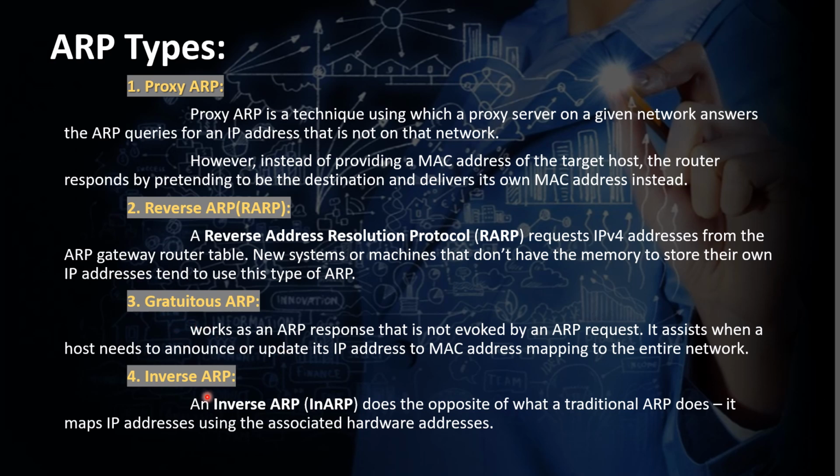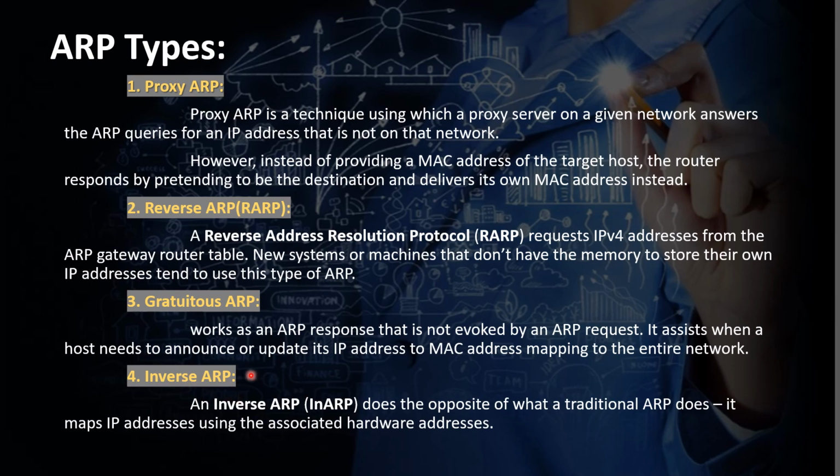And inverse ARP. Inverse ARP is the opposite of the traditional ARP. Like what we discussed in the previous session, we are aware of the IP address but not of the destination MAC address. We send the ARP request and get the MAC address through the ARP response. Here, we are aware of the destination MAC address and we are going to find the IP address of that destination device.